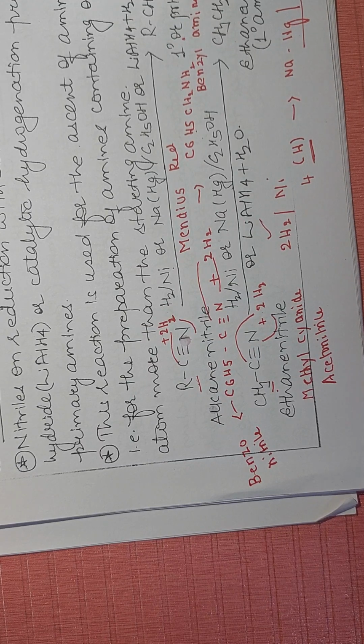Gabriel phthalimide, Hoffman bromamide, then reduction of nitro compounds, Hoffman ammonolysis, reduction of cyanides, or Mendius reduction. 5 methods. Take your textbook and practice now.